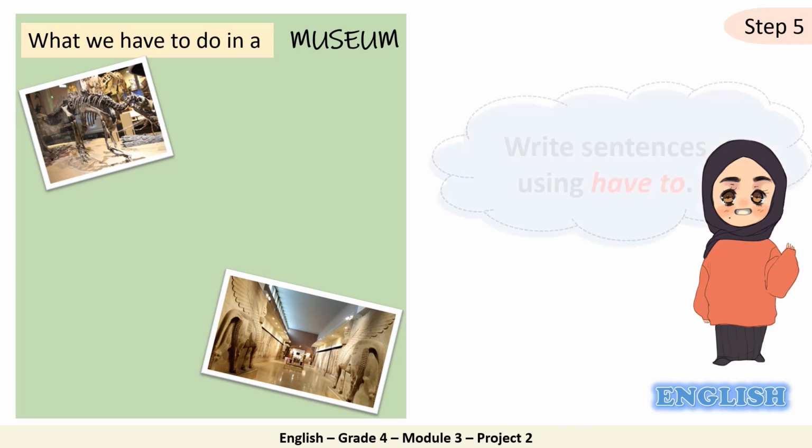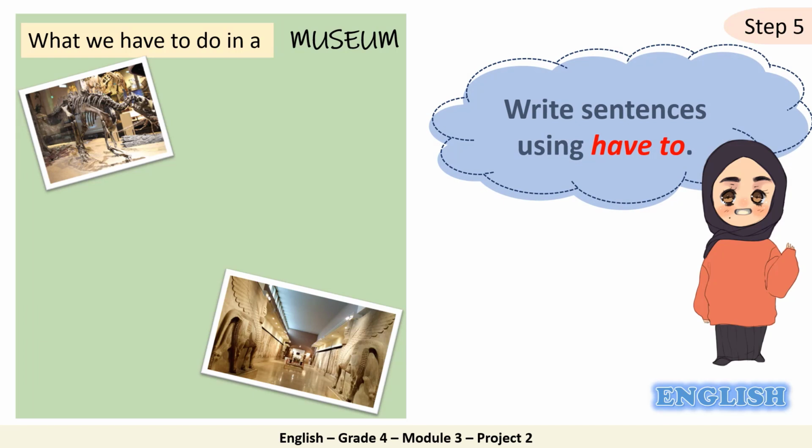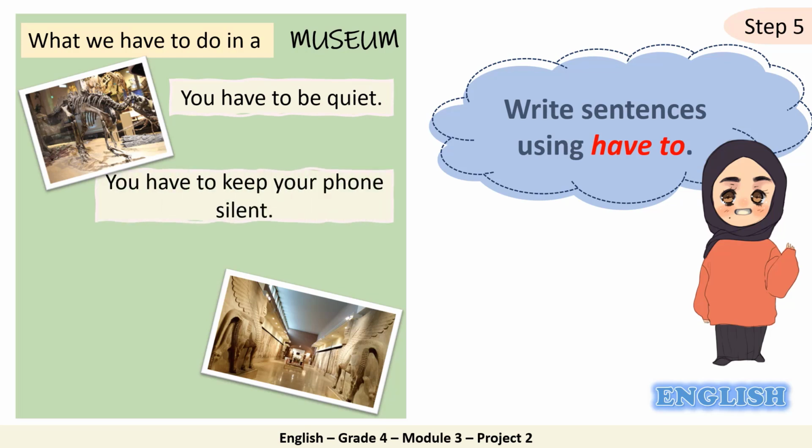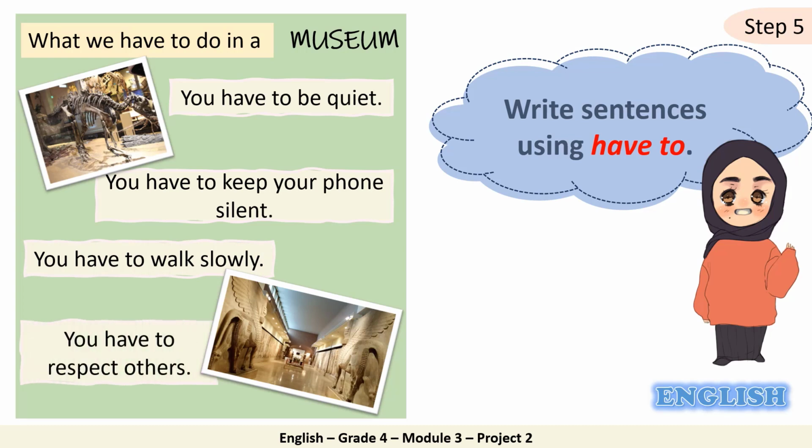Step 5. Write sentences using have to. And we write sentences using have to give rules. Read my sentences. You have to be quiet. You have to keep your phone silent. You have to walk slowly. You have to respect others. Make sure you write in pencil so that you can correct any mistakes. And please write in a nice handwriting.